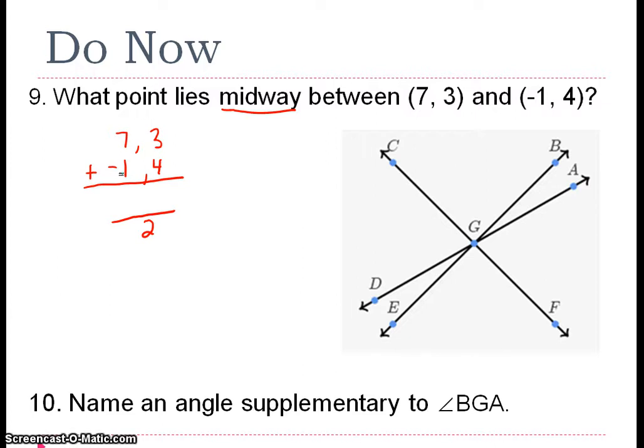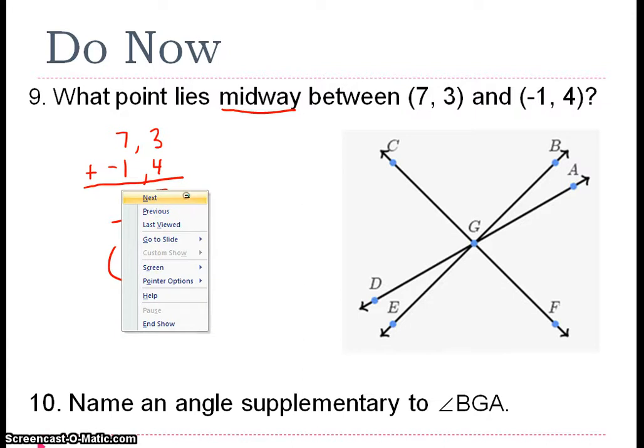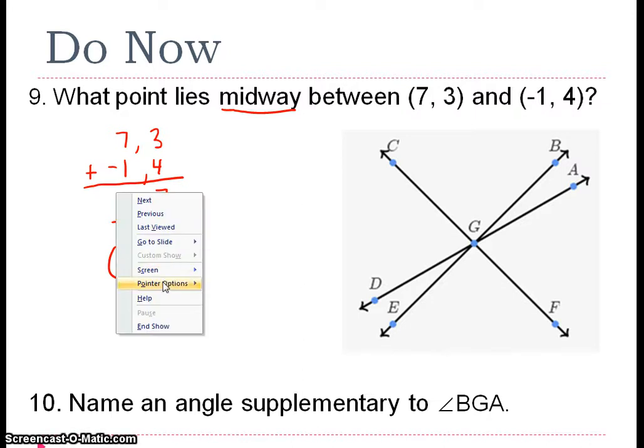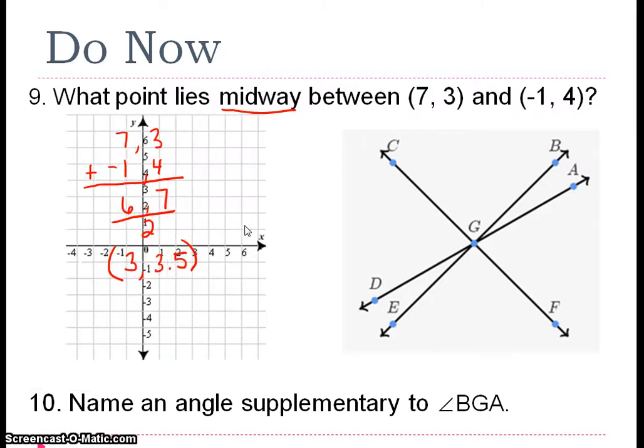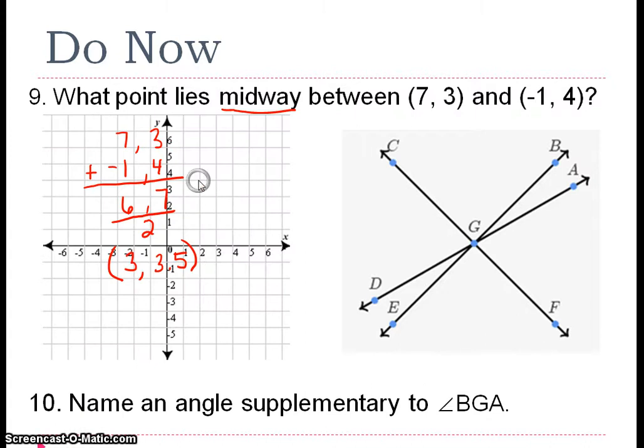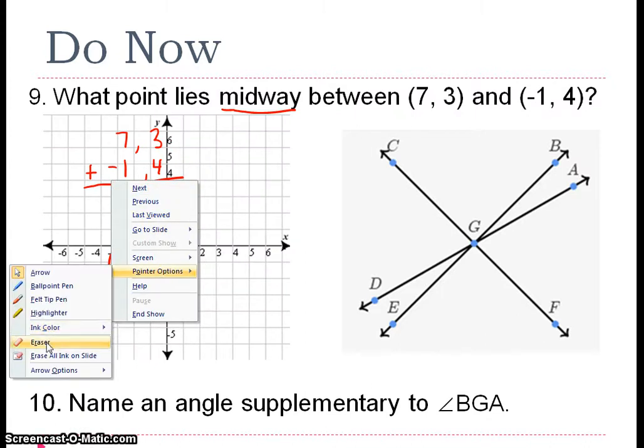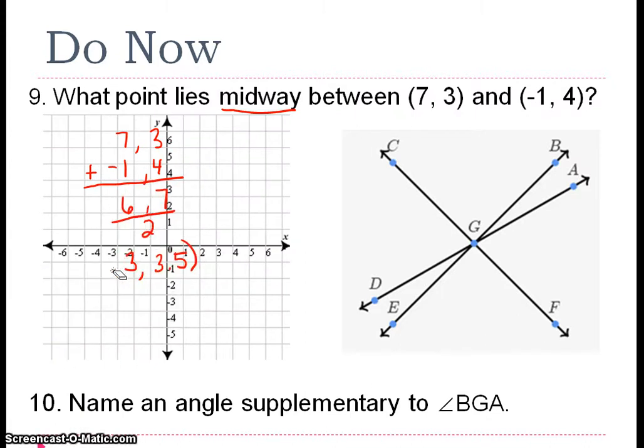So 7 plus -1 is 6, and 3 plus 4 is 7. And then I can divide these by 2. 6 divided by 2 is 3, and 7 divided by 2 is 3.5. So that's one way we could have done that to get this answer. There is another way. Oops, that's not what I want. Alright, so let me erase these ink things. So we got 3, 3.5.